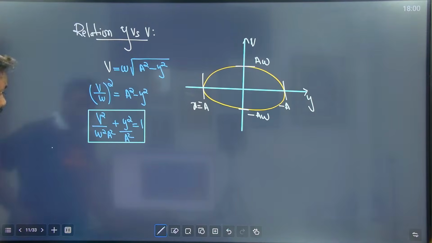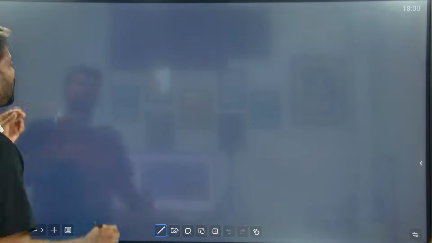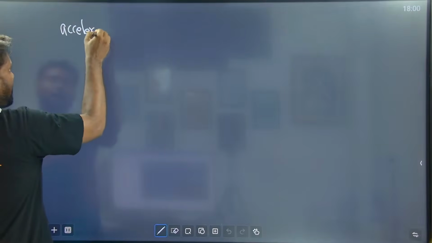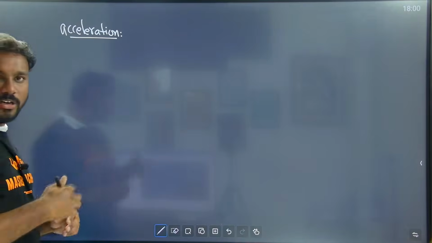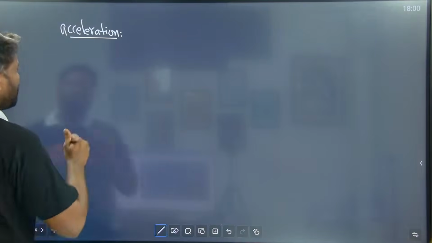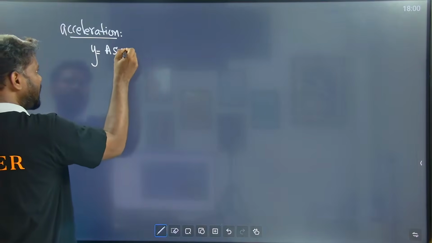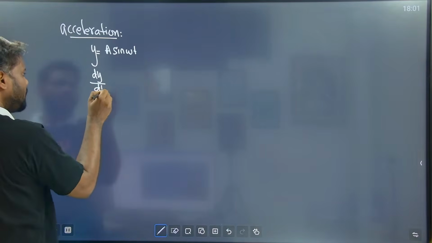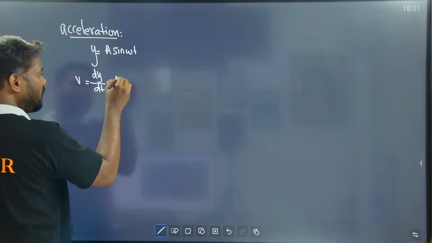Yes. So next, we are going to calculate the acceleration before the energy. How can we calculate acceleration? Next one is the acceleration of the particle. You have to do the double differentiation. We know that y is equal to a sin omega t. If I differentiate with respect to time, what will you get? dy by dt is equal to velocity. What do we get? A omega cos omega t.